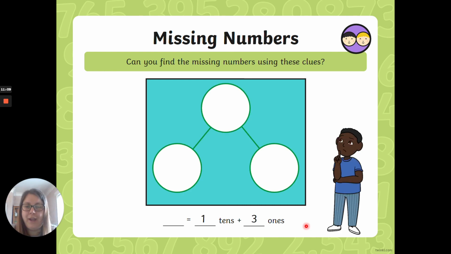Okay, next one then. Oh my goodness. There is nothing on the part whole model this time. So you need to use the information I've given you at the bottom to tell you what your parts are to then work out the whole. Pause the video. Have a go. So we know there's 1 10 and 3 1s. Therefore, it's 13. Well done.